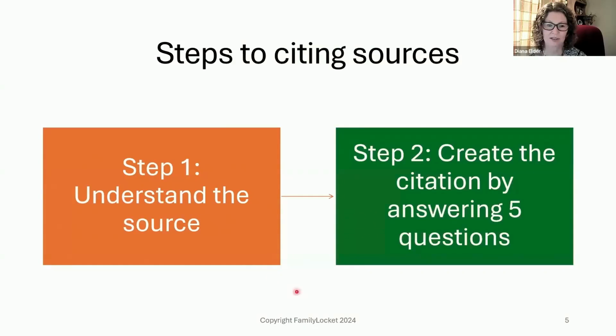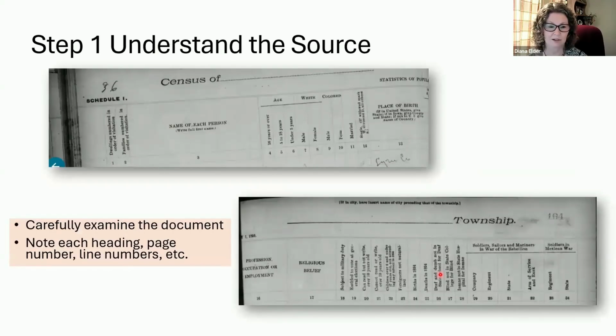So our steps to citing sources: we first need to understand the source, and then we create the citation by answering 5 questions. So we're going to look at how to understand a source when you are looking at it on FamilySearch. The first thing you'll want to do is click on the image and enlarge it so you can actually read all the different little headings, the different items you will see on there. I would recommend you really understand what each one of these headings means. This is a state census, so it's asking a lot of different questions. You'll want to know every piece of information you can pull out from this. Then once you feel like you really understand what's going on with this, we can go forward.